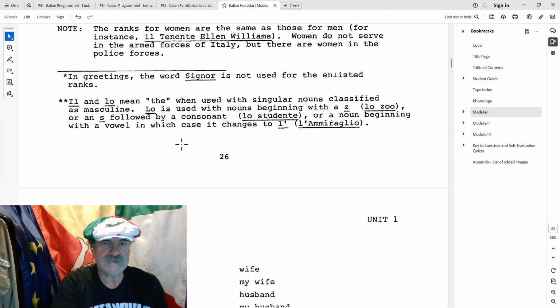In greetings, the word signor is not used for the enlisted ranks. Il and lo mean the, when used with the singular nouns classified as masculine. Lo is used with nouns beginning with a Z, or with an S followed by a consonant, lo studente, or a noun beginning with a vowel, in which case it changes to l'.